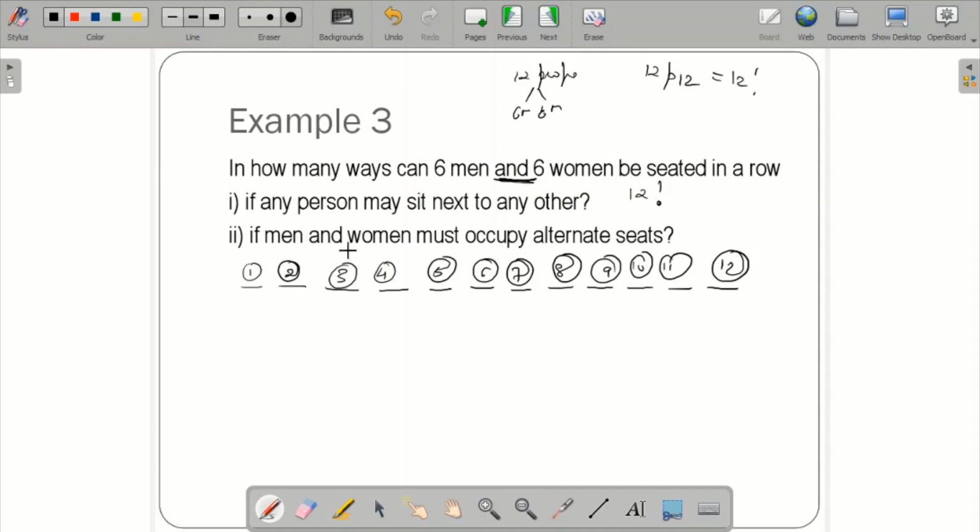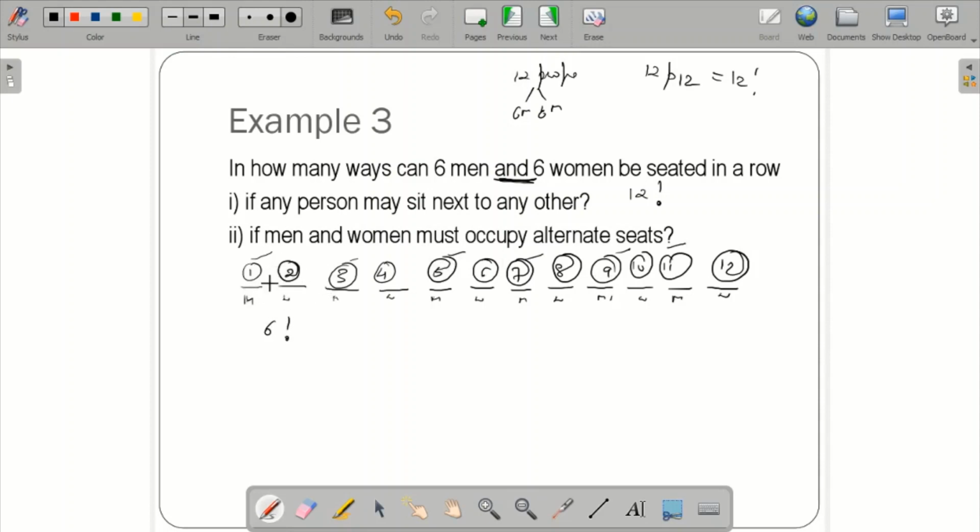Second one, if men and women must occupy alternate seats. For example, here it is men, here it is women, here it is men, here it is women, here it is men, here it is women. Alternate places, men, women, men, women, and so on. Now you see, men can be arranged in 1, 3, 5, 7, 9, so totally 6 places, in 6 factorial ways.